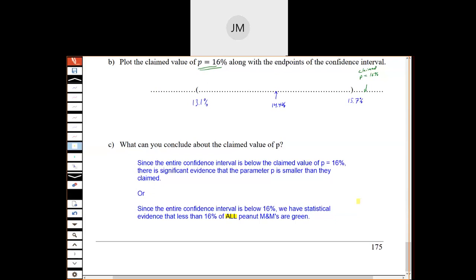Okay, that's the whole process that we're going through. So that's it for today.